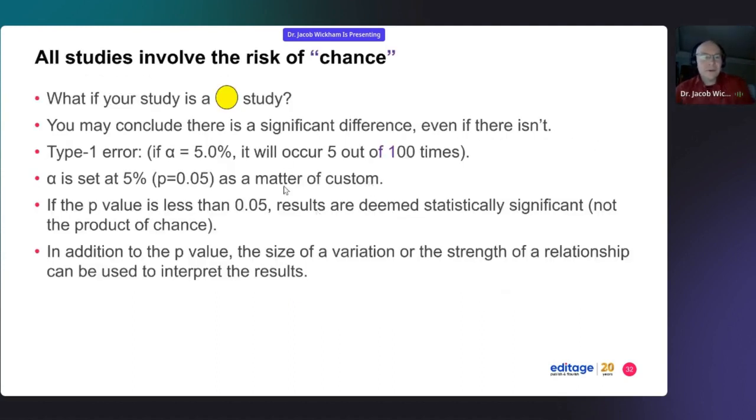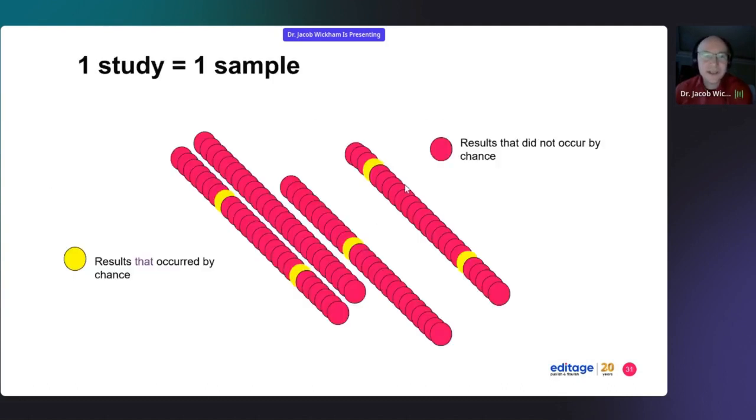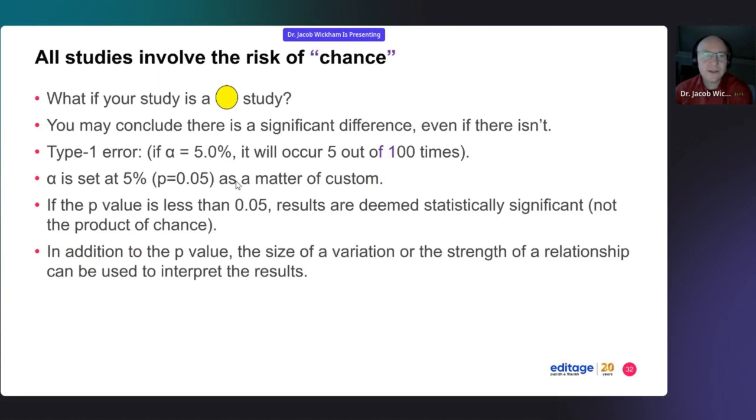So if you have one of these yellow disk studies, yellow circle, basically, you conclude that there's a significant difference, even when there is not one. And this is type 1 error. This is a classic example of type 1 error. So if alpha is 0.05 or 5%, this will occur 5 out of 100 times. And this is accepted across the biological sciences as a matter of custom. So if the p-value is less than 0.05, results are deemed statistically significant, not the product of chance.